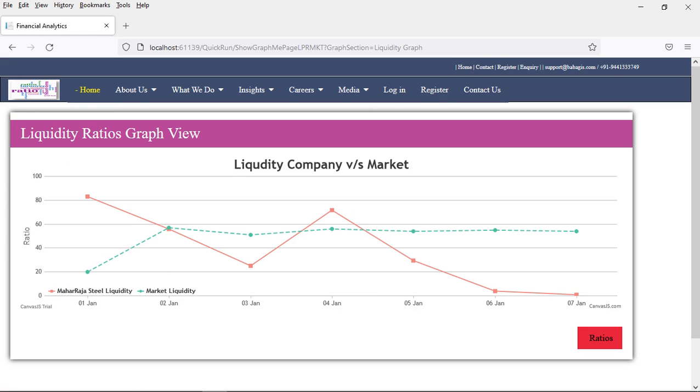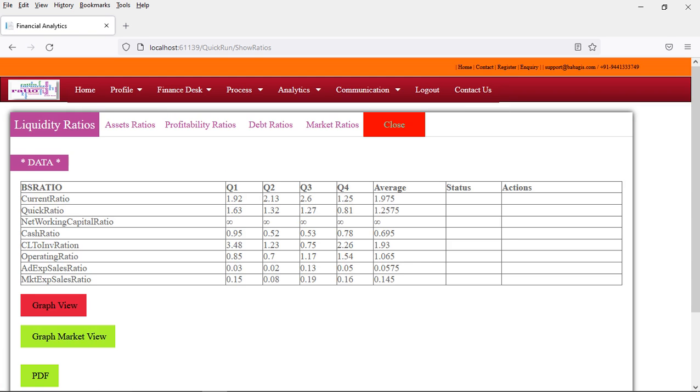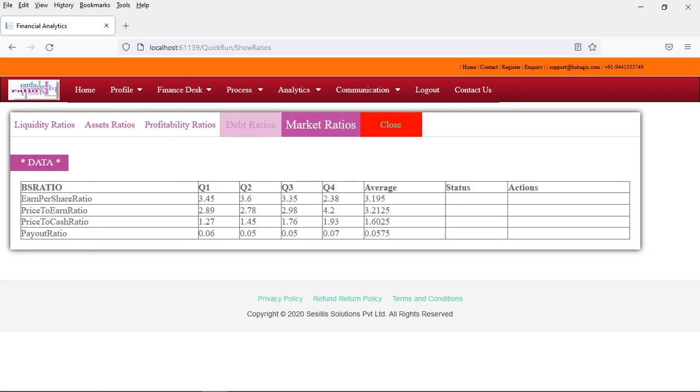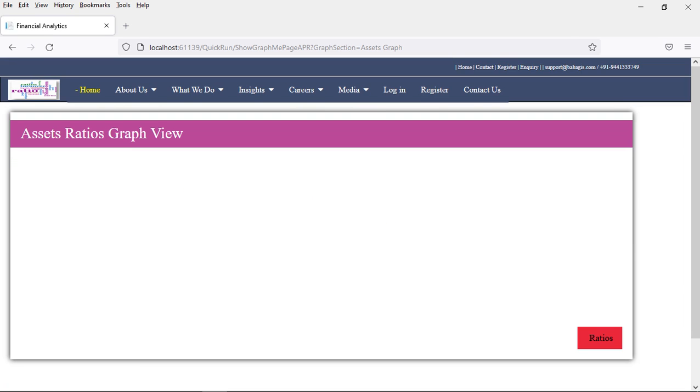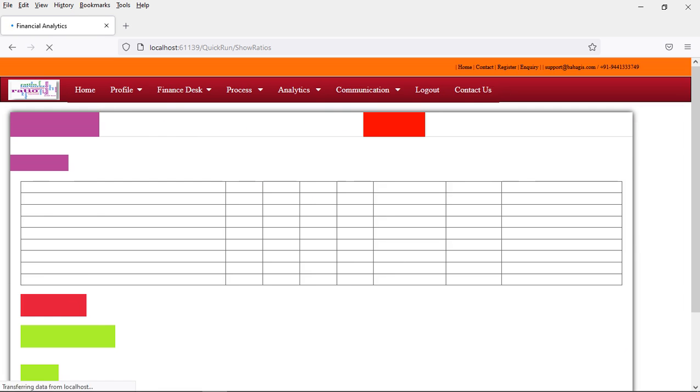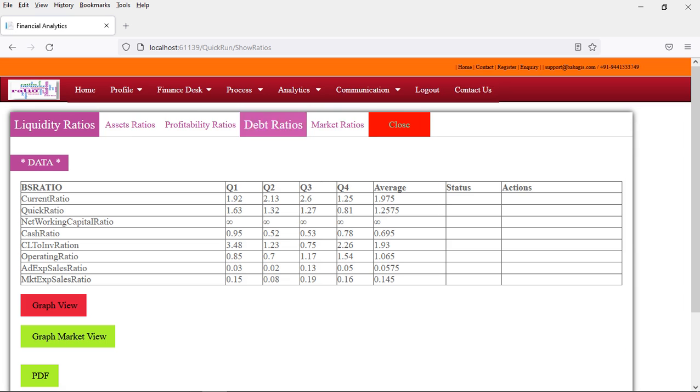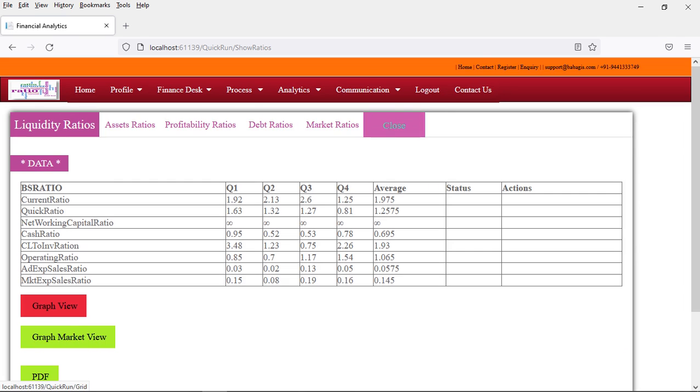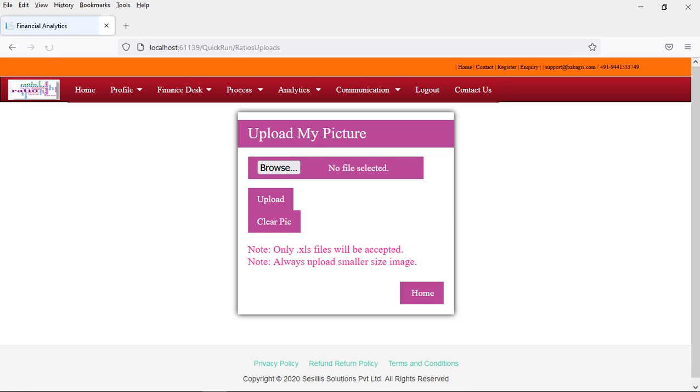The graph market view is also there. It draws the market data as well. Green is the market liquidity here, whereas red is the company movement. So you see the liquidity flow and the market flow, and how they are moving. This helps us understand easily how the market is and how our company is moving. This is typical for all ratios. It is done the same way. You can see the graph view of the asset ratios, and it comes up here when you go to debt ratios and the rest.